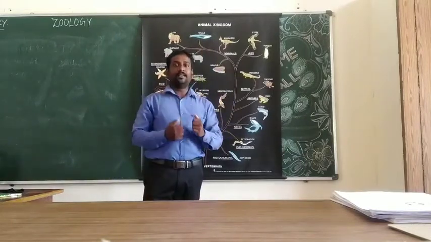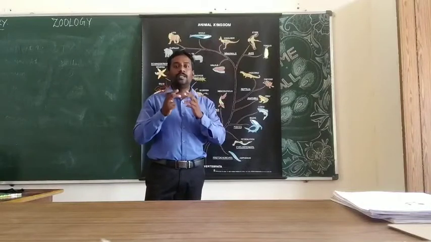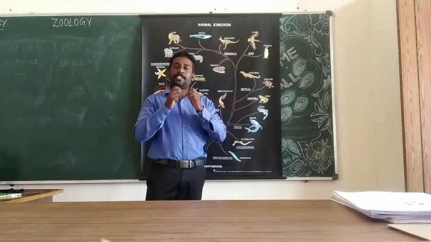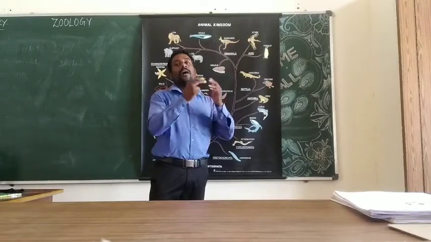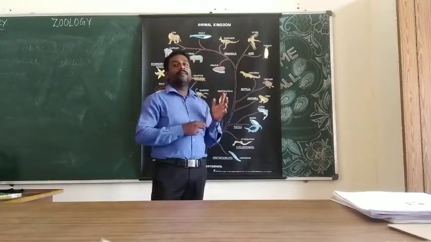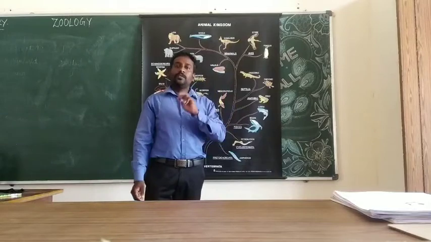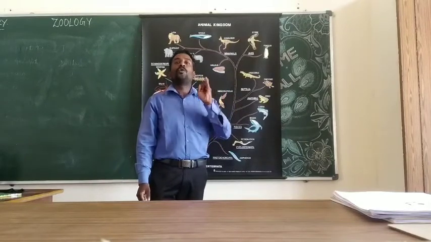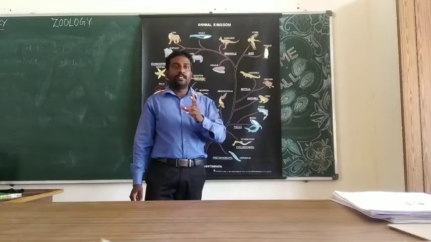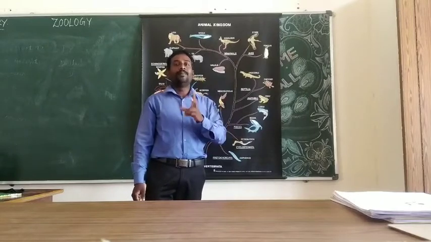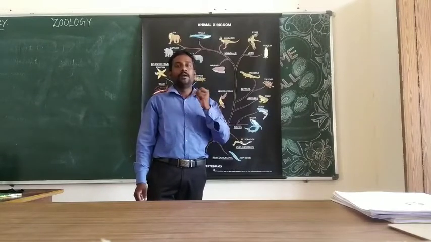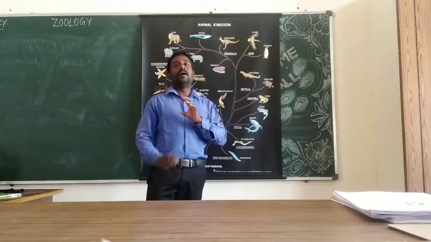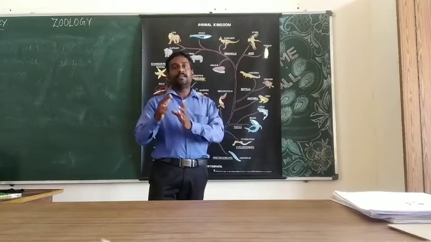Before discussing the animal kingdom, first of all we have to know what an animal is. An animal is a living organism which can move from one place to another. Animals may be divided into groups. One is eukaryotic animals, another is prokaryotic animals. Prokaryotic means a primitive animal, a primitive organism. Eukaryotic means a well-developed animal, with organ-grade organization.